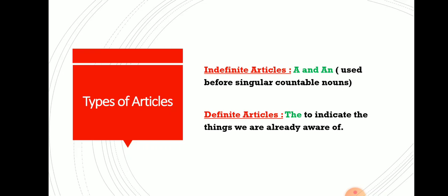A and an are used before singular countable nouns, and we use the to indicate the things we are already aware of. Yesterday I told you about the pronunciation of the. When do we pronounce it "thee"? Yes, whenever we are using the before a noun that is starting with e or any vowel, we pronounce it as "thee". For example, the end.